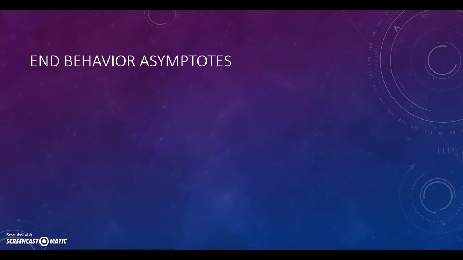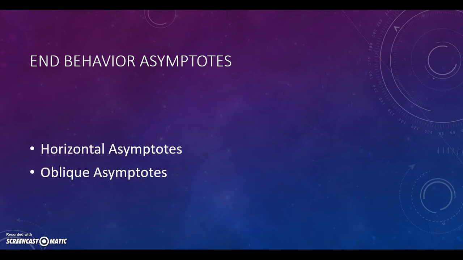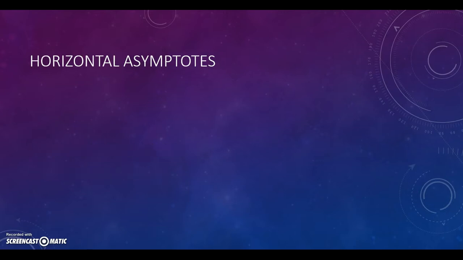Now let's look at end behavior asymptotes. End behavior asymptotes, as you can probably guess, are asymptotes that define the end behavior of a function. There are two types that we will be discussing, horizontal and oblique.